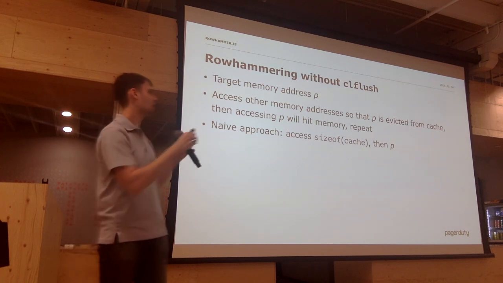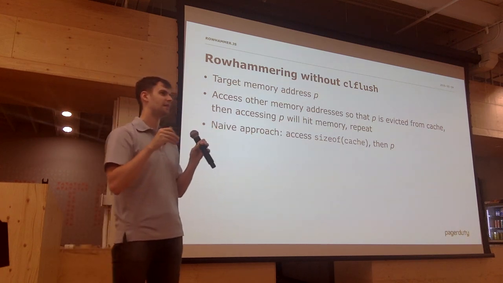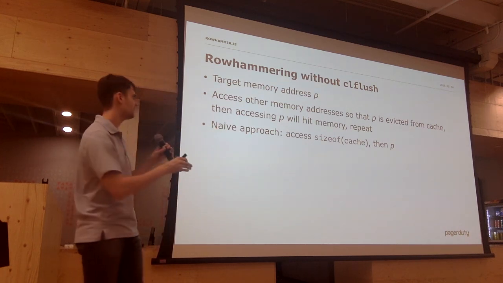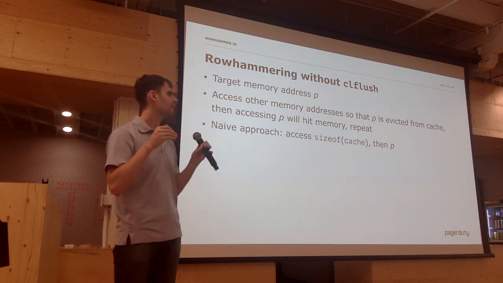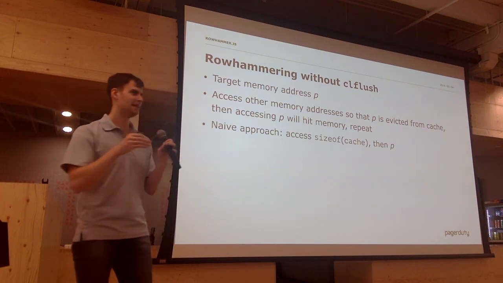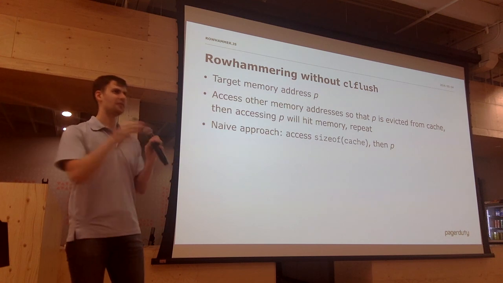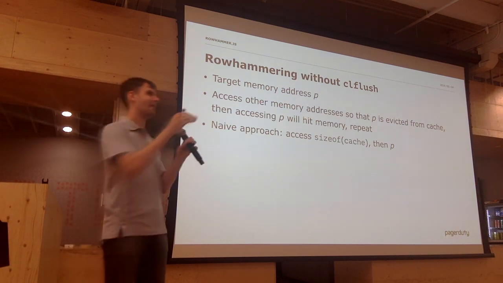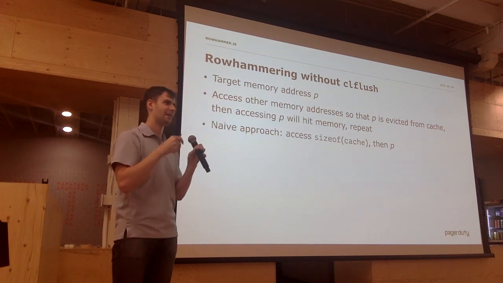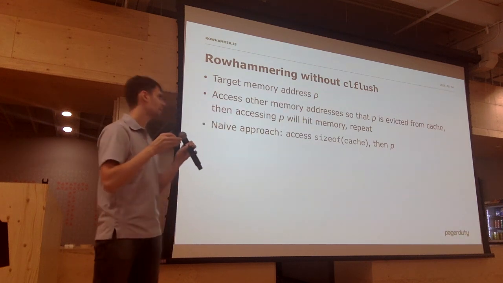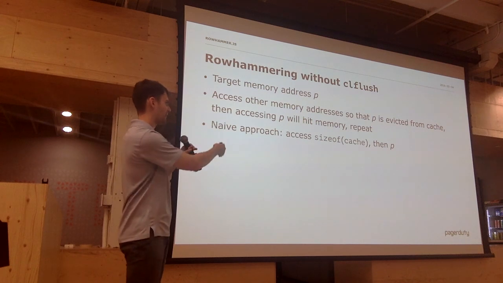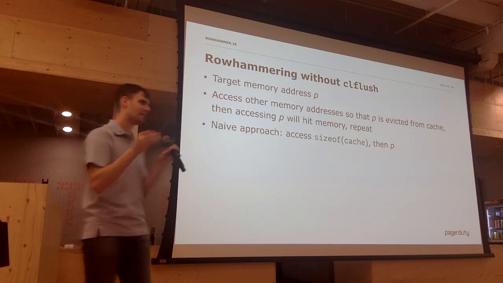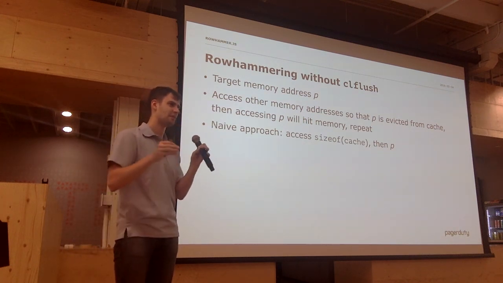So we have some target memory address. We want to do reads there and have it actually hit the underlying memory. One of the ways that we can do it is access so much other memory that you clear out every entry in the CPU cache, and then when you access this other one, it'll hit the underlying memory. The problem is that you access like the full size of the cache, but you have CPU caches that are, I don't know, 60 megs, 32 megs.